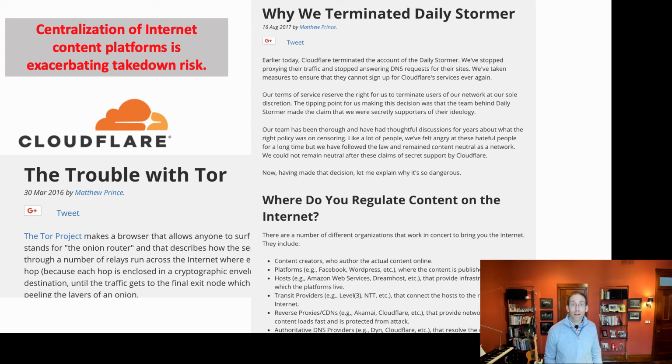It's becoming increasingly clear through centralization that a very small number of companies in web hosting, in platforms, in DNS, and in other parts of the infrastructure hold huge leverage in determining who gets to speak online and who gets to be heard, as well as who gets to communicate with one another.